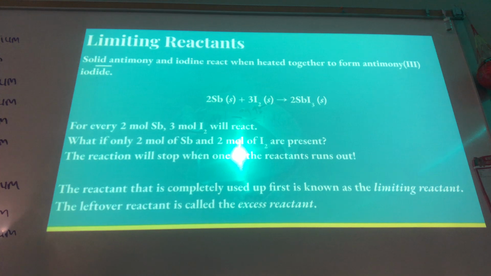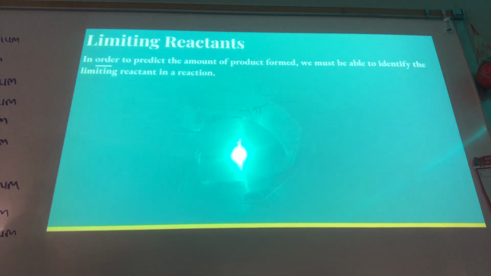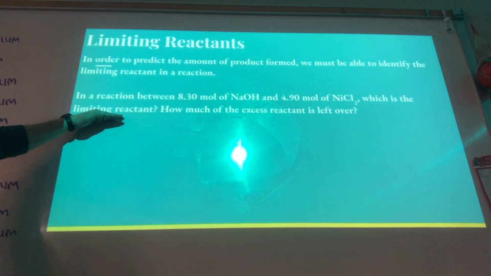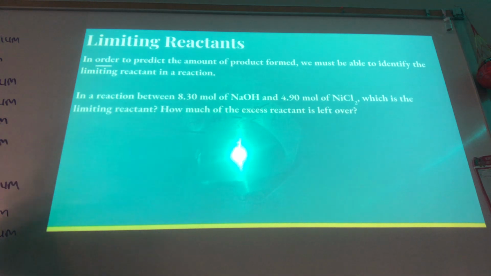Okay, so we need to be able to identify the limiting reactant. Let's do an example. Let's say I'm going to react some sodium hydroxide with some nickel 2 chloride. First thing I want to figure out is which one is the limiting reactant, aka which one runs out first, because the one that runs out first is going to determine how much product I can make. So the limiting reactant is which one runs out first? Yes.